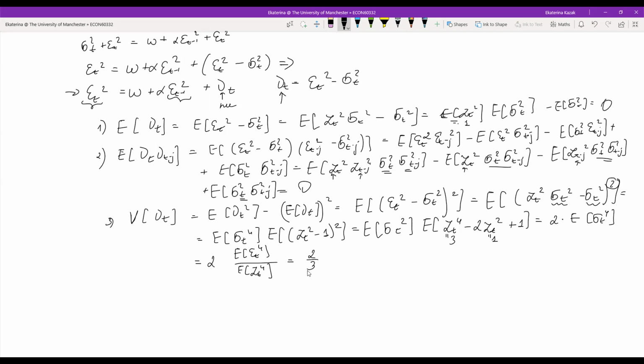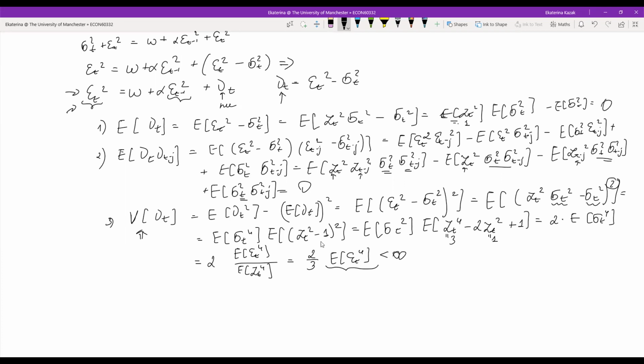Again, we know everything about the moments of the zt. And here we have the 4th moment of our epsilon t. And this variance of our new error term will be finite as long as the 4th moment of epsilon t is finite. And so what we have just shown is that we can rewrite an ARCH(1) process as an AR(1) process in terms of the epsilon t squared, and the error term will be a white noise error term under the condition that the expected value of epsilon t to the power of 4 is finite.